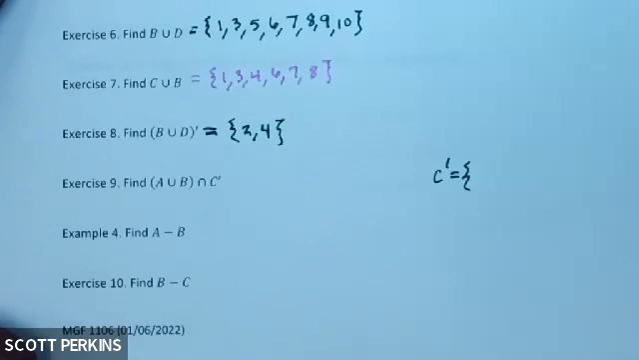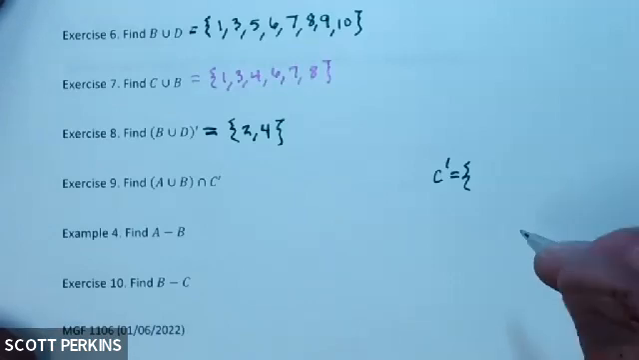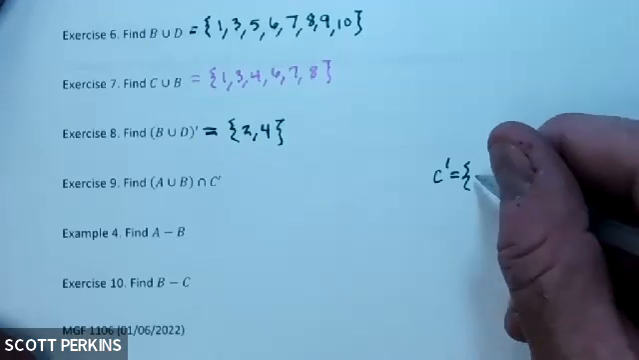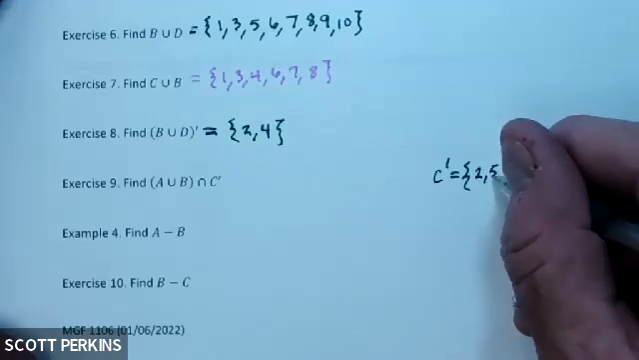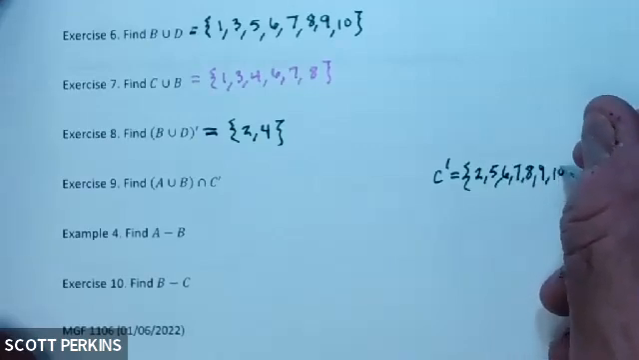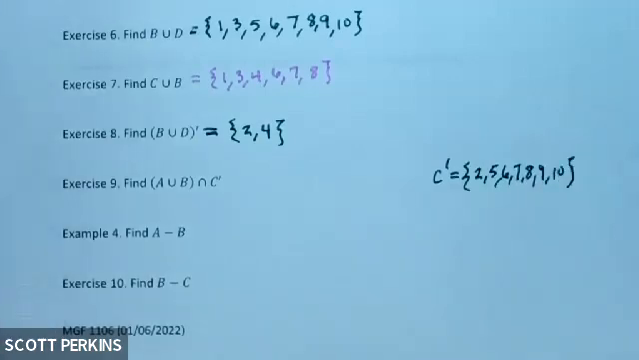Set C is 1, 3, 4. So the complement of that is everything in the universe that's not in C. So that's going to be 2, 5, 6, 7, 8, 9, and 10. That is the complement of C.